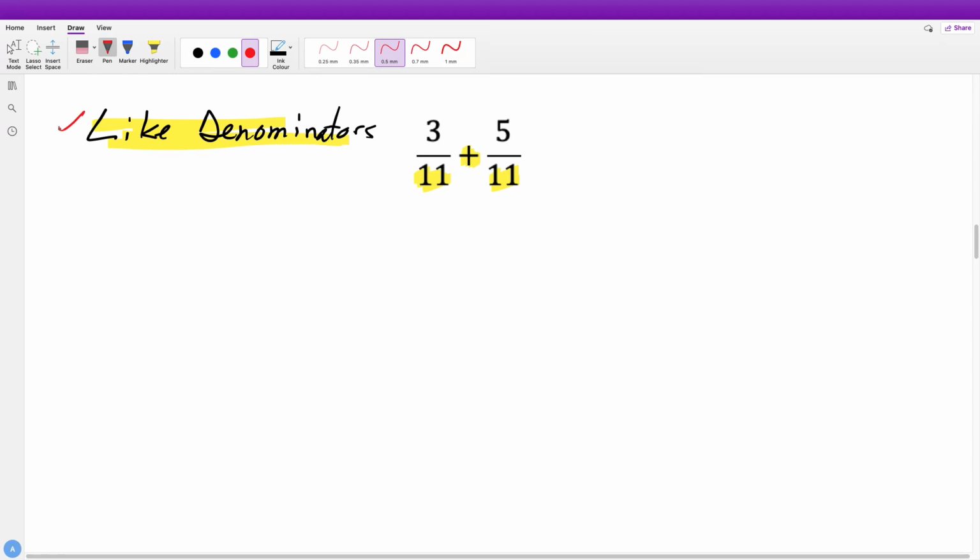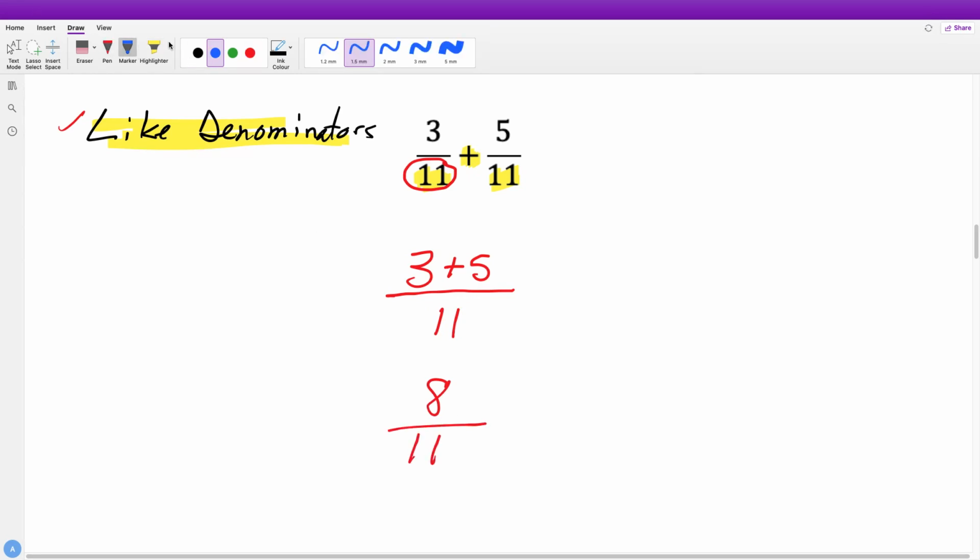And when they're like denominators, it is super easy. All we do now is we are going to add the numerator together. And all we do is we just take our denominator and we just write it as is. So 3 plus 5 will give me 8. So it becomes 8 over 11. So all we're doing in this case is we're simply just performing the operation on our numerator.